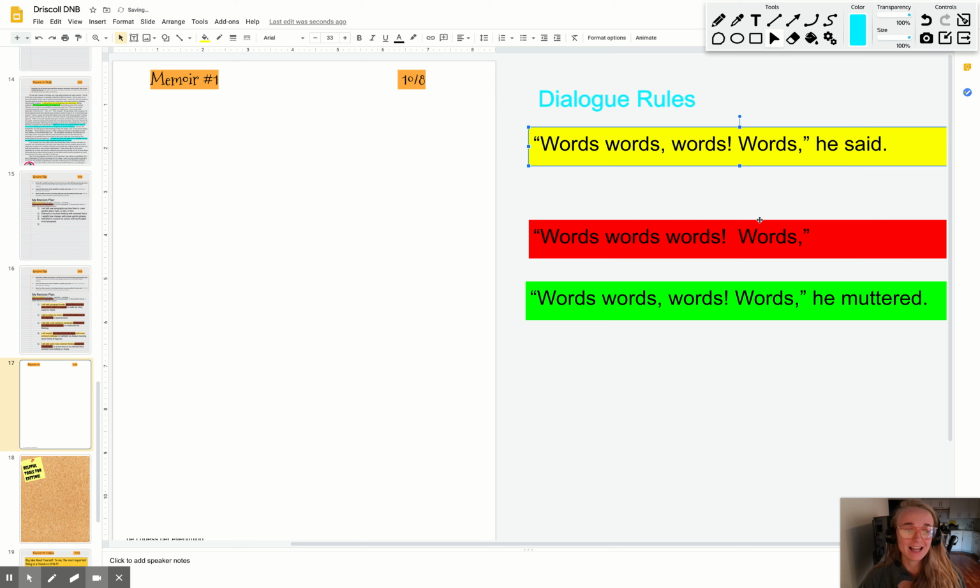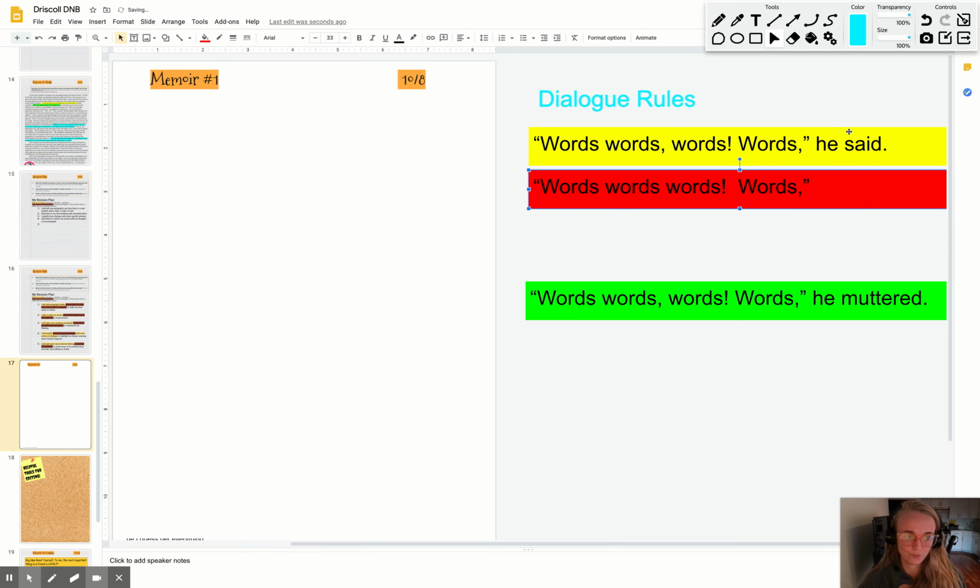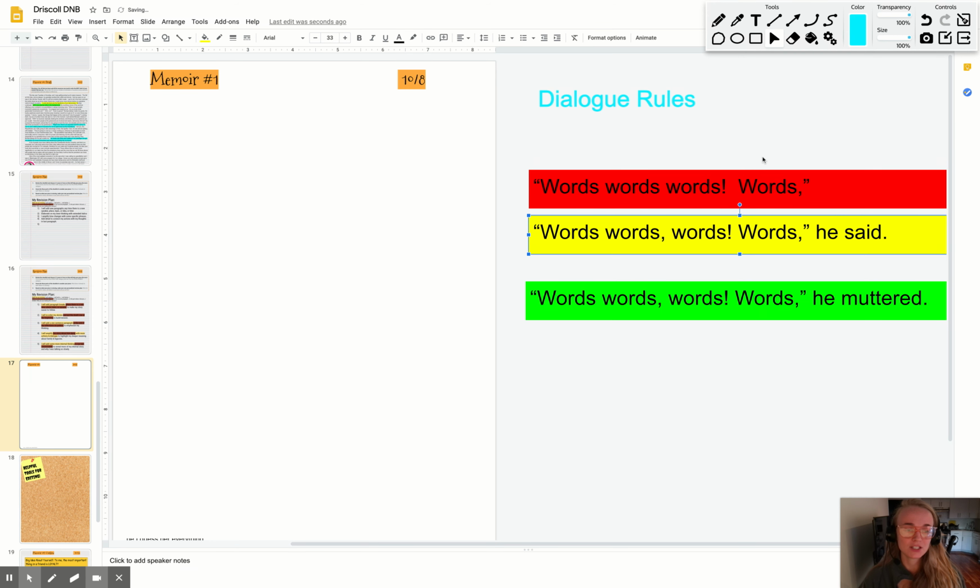So if you take a look at the yellow, I've included what's called a dialogue tag. And that means that I'm saying who said what. Words. He said. That helps my reader follow along and figure out who's saying what. But that's still not the best we can do. Because if I was reading a book and it just said he said, and then she said, and then he said, and then I said, and then she was like, it's boring.